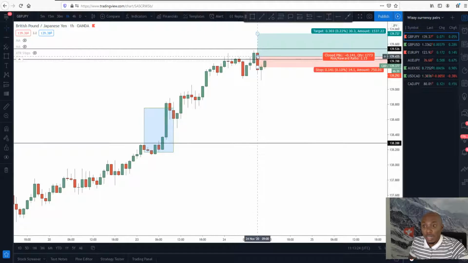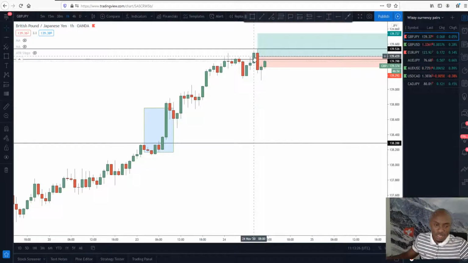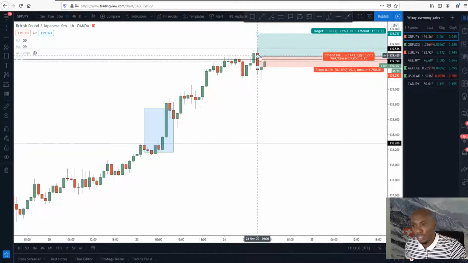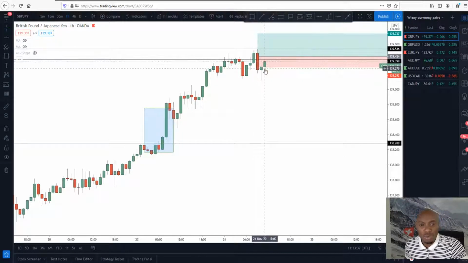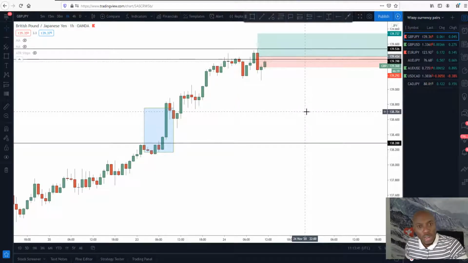I entered when there was a breakout. That's my strategy, the breakout strategy. It usually works all the time. So there was a breakout. It makes a move downward to test this previous resistance. However, I didn't take into consideration that the 4 hours candle would be closing in less than 1 hour.